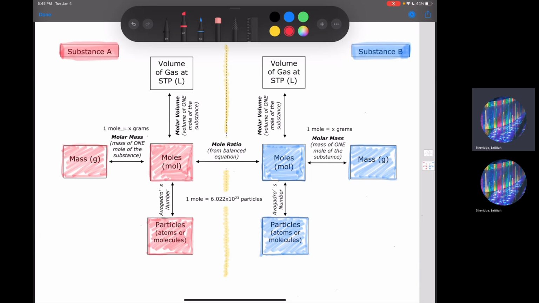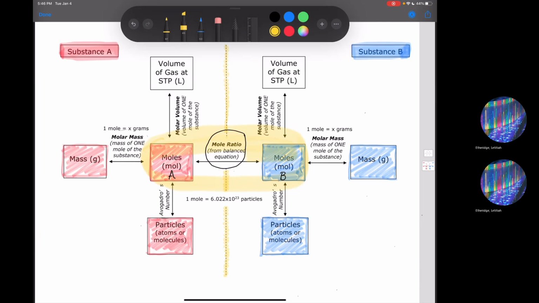So we talked about how to write the mole ratio in your first worksheet. This worksheet is going to be all about using the mole ratio to convert from moles of one substance to moles of another substance, okay? So essentially, I am going to highlight what we're going to be focusing on, and we are going to be focusing on this section of the map right here. That's what worksheet 2 is all about.